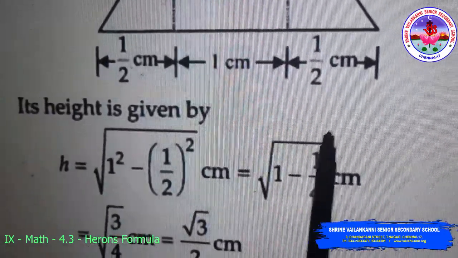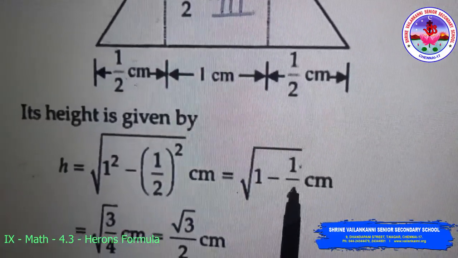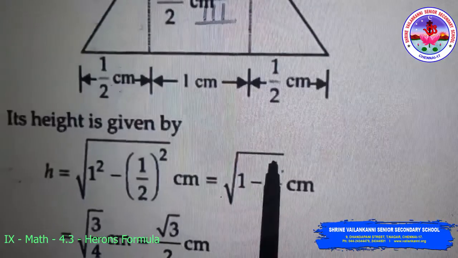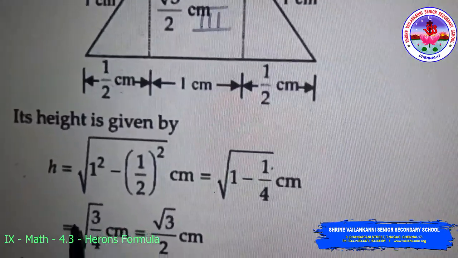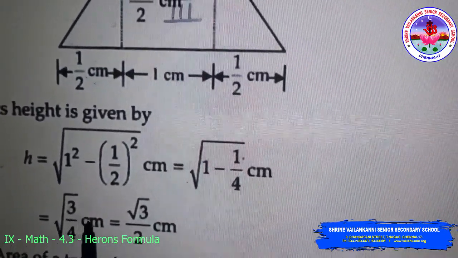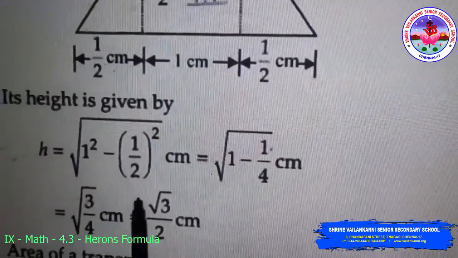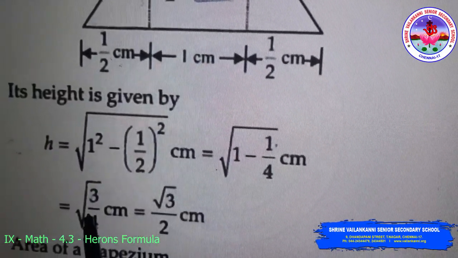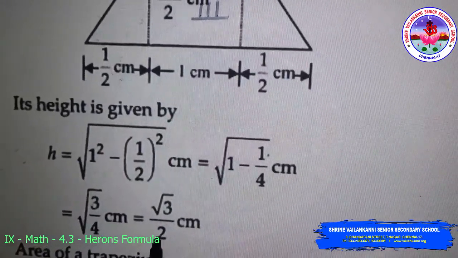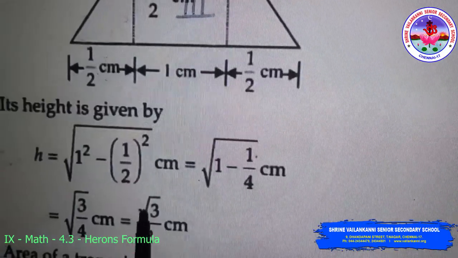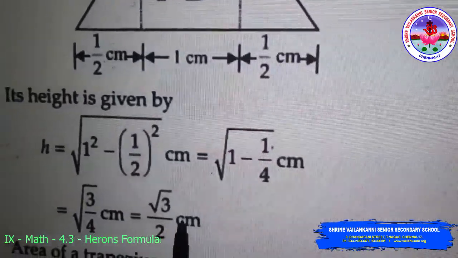Coming to the problem, h is equal to the square root of hypotenuse square minus adjacent square, which is equal to the square root of 1 minus 1 by 4. Shorter way of LCM, I will get 4 minus 1, which is equal to the square root of 3 by 4 centimeter square. Root 3 cannot come outside, so I am writing root 3 as it is, but the square root of 4 is 2, so I got the height of the trapezium as root 3 by 2 centimeter.